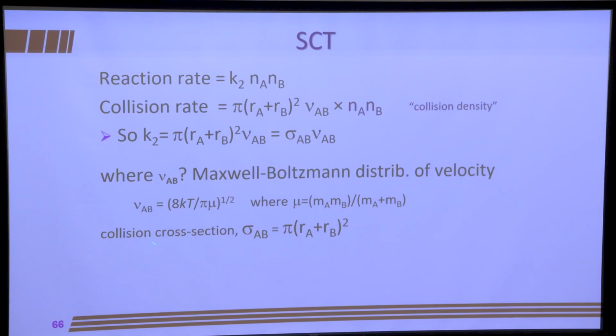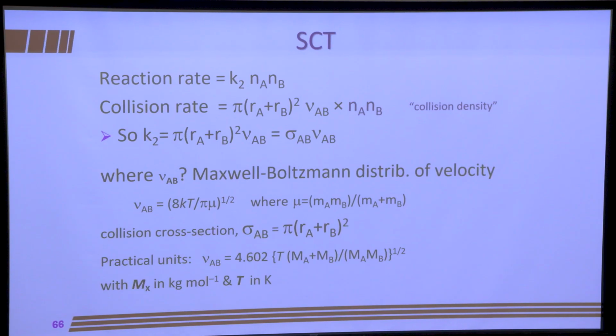And the collision cross-section, sigma AB, is equal to pi (RA plus RB) squared. So in practical units, nu AB is equal to 4.602 times the square root of T times the relative molecular mass of A plus the relative molecular mass of B, divided by the relative molecular mass of A times that of B. And that's where M is given in kilograms per mole and T in Kelvin.